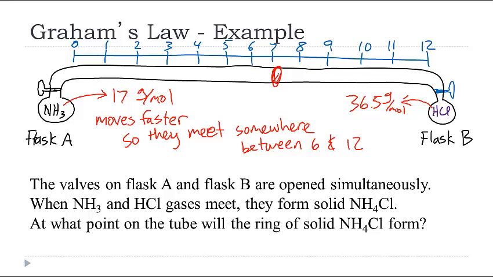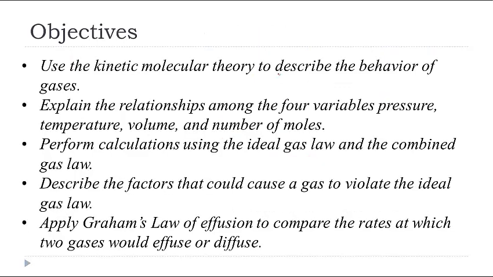NH3 doesn't move twice as fast. The ratio of their speeds is inversely proportional to the square root of the molar masses. So NH3 moves about a little less than 1.5 times as fast. All right, that's it. I'm going to call it a day there.